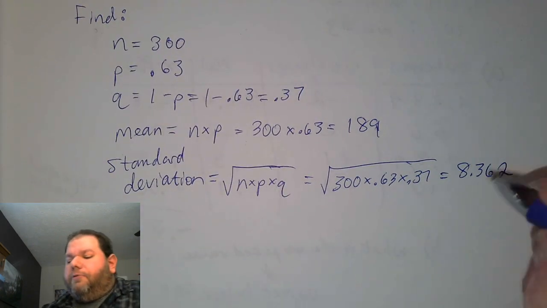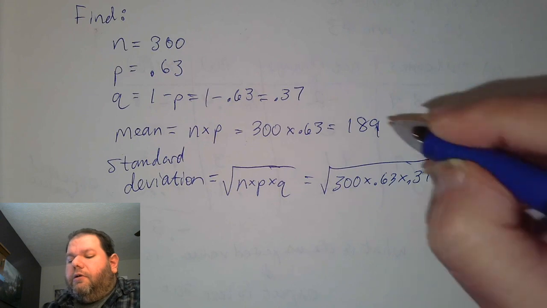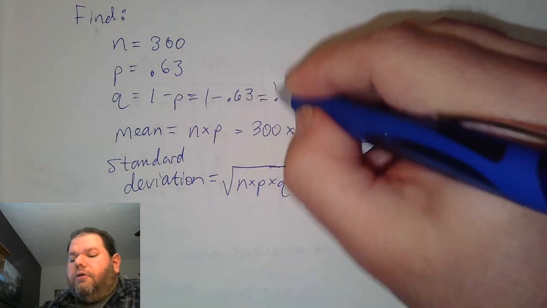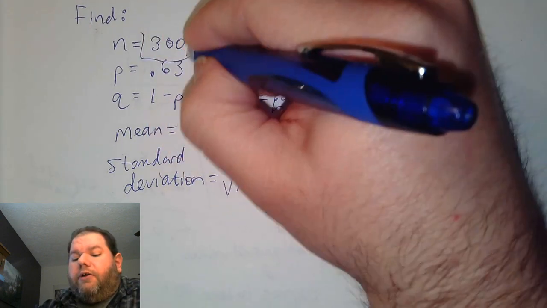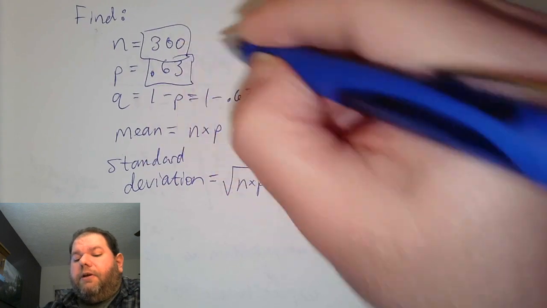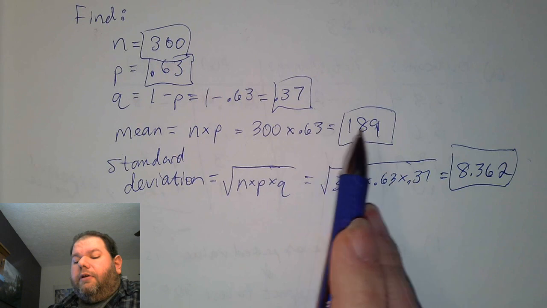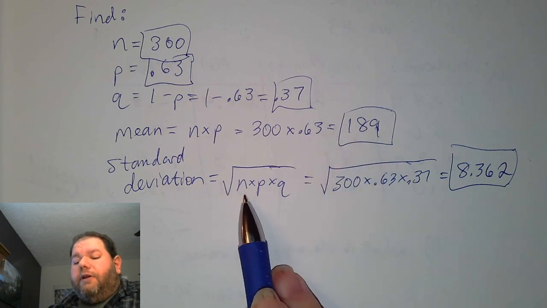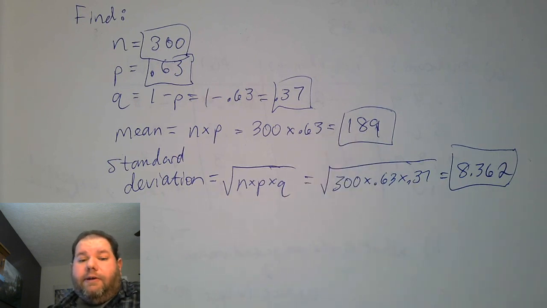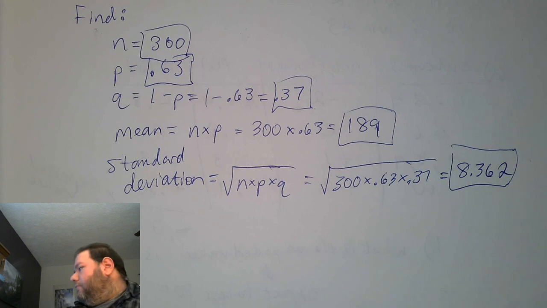Hopefully this problem is pretty straightforward. Essentially, the first two values are already given to us, N and P. Then we can use P to find Q, N times P to get mean, and square root of N times P times Q to get the standard deviation. Those are just fill in the blank.